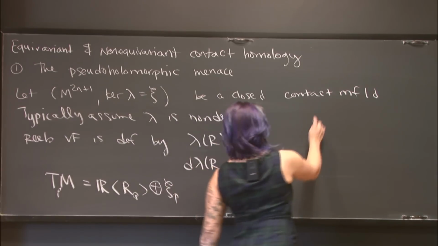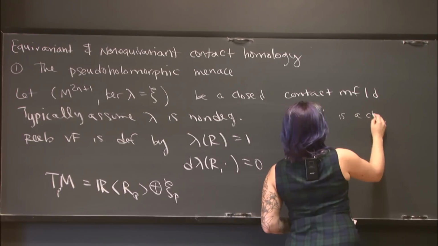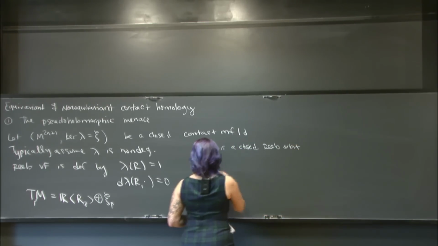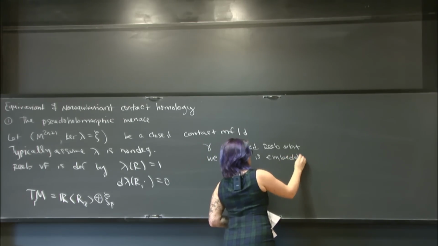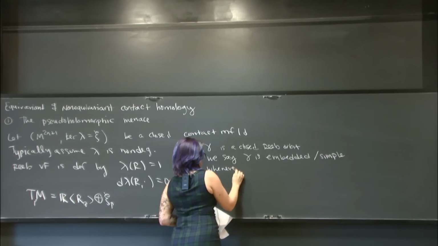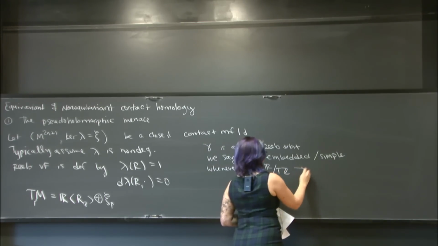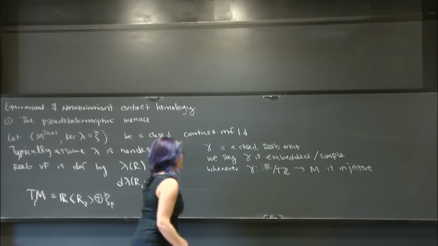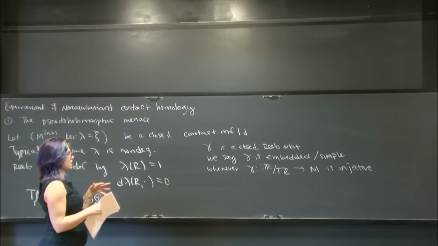And then for some more terminology, gamma is going to be a closed Reeb orbit. And we say gamma is embedded or simple whenever the map from R mod TZ, where T is the period of the orbit, into the manifold M is injective. So in contact homology, we're going to care about all the embedded orbits, and then all of their iterates as separate elements of the chain group.